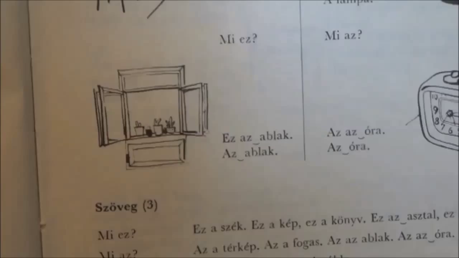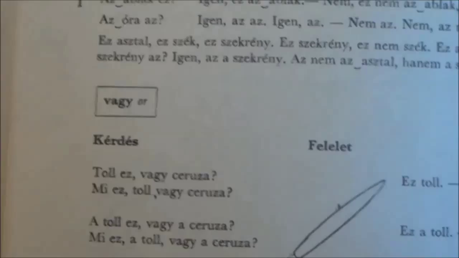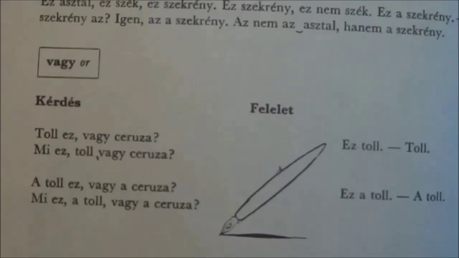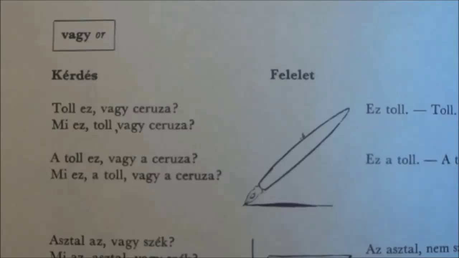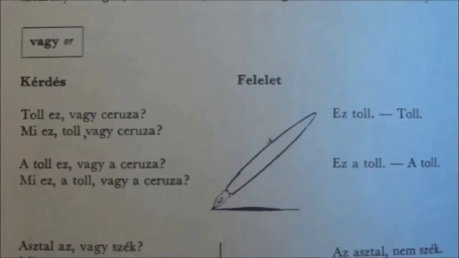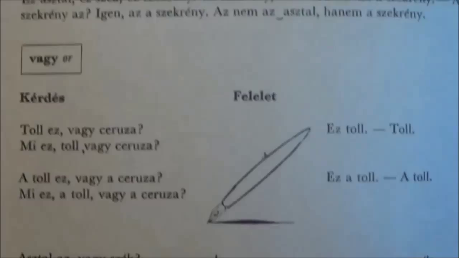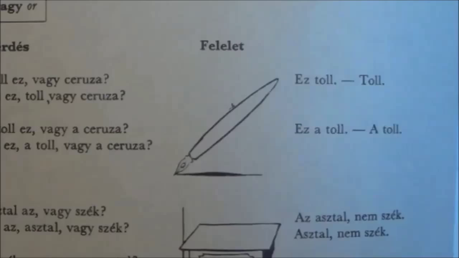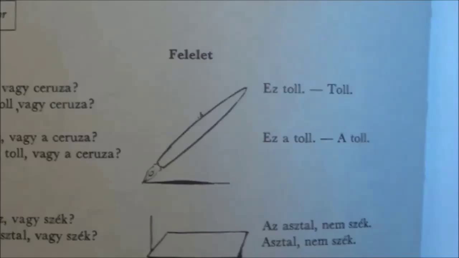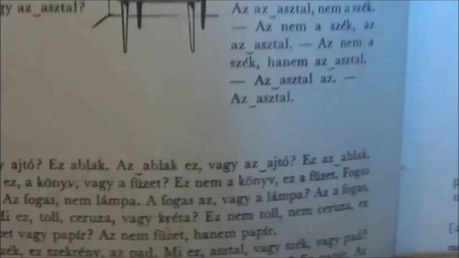Let's turn the page. So we have the word for or. Vagy. Kérdés. It's a question. Toll ez vagy ceruza. Let's get the ceruza right. Ceruza. Toll ez vagy ceruza. Is it a pen or a pencil? Ez toll.